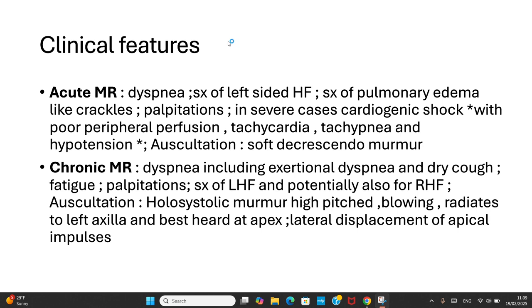For auscultation, we will have a holosystolic murmur, high-pitched blowing, which radiates to the left axilla and is best heard at the apex. And its intensity can be increased by an increase in the preload, for example, like raising the legs of the patient, or it can be increased due to an increase in the afterload, like a hand grip, because if we do that, there will be an increase in the regurgitant volume. And also there will be a lateral displacement of the apical impulse.